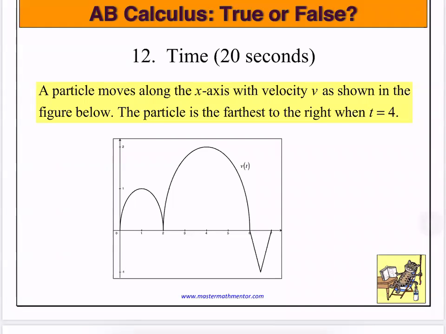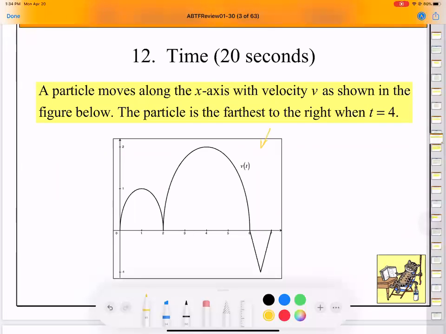Okay, going through question number 12. A particle moves along the x-axis with the velocity v as shown in the figure. FYI, this is in essence a derivative already, right? The particle is the farthest to the right when t is equal to 4. Is that true? When t is equal to 4, the particle is farthest to the right.